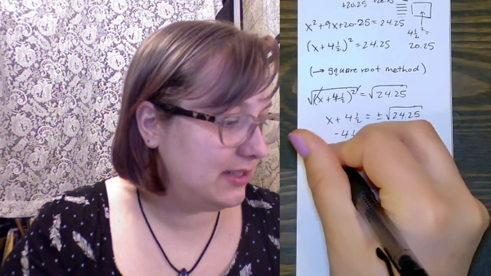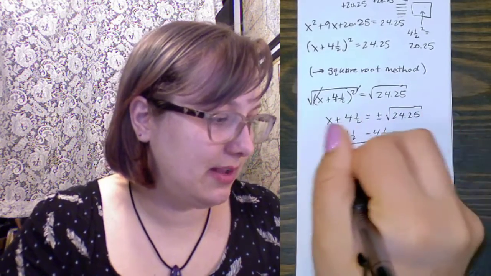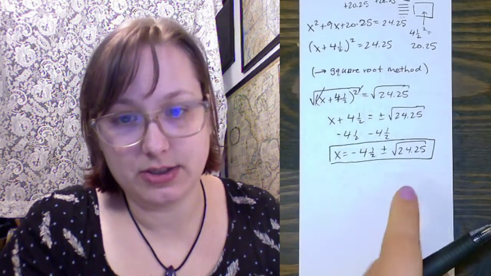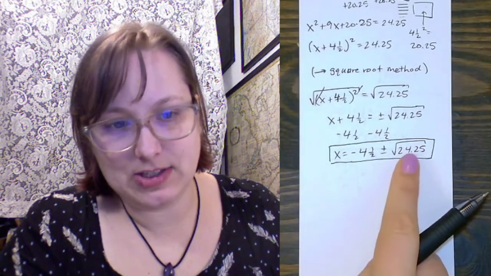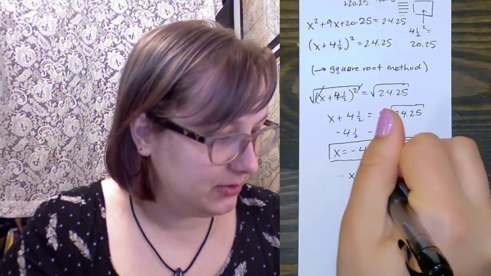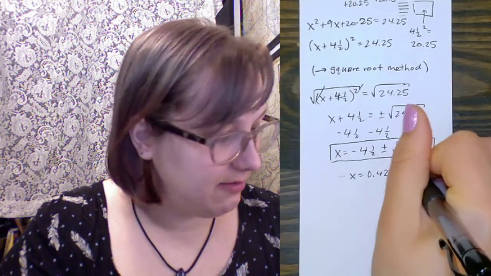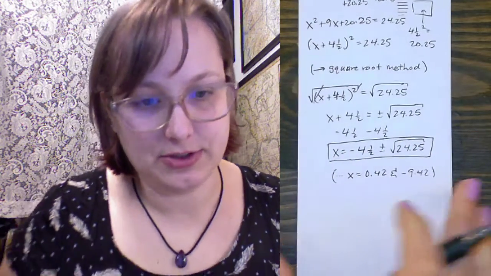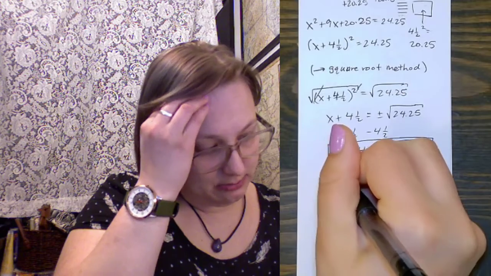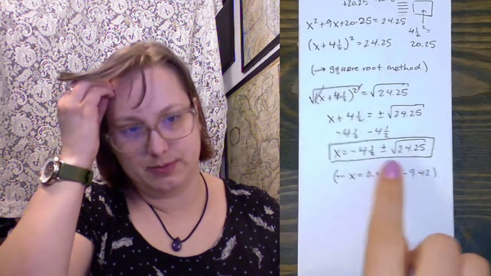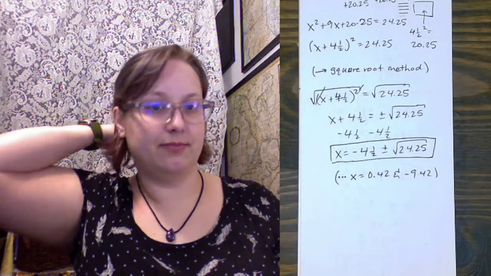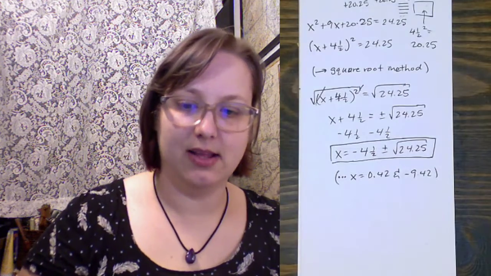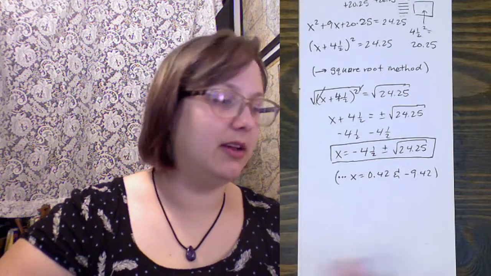Now this is actually a perfectly reasonable answer. If I wanted to, and you can want to, it's okay, I can make this into a decimal and get that x equals 0.42 and negative 9.42. That's a perfectly reasonable answer too. We in Bridge probably prefer to just do the square root. Okay, your call.